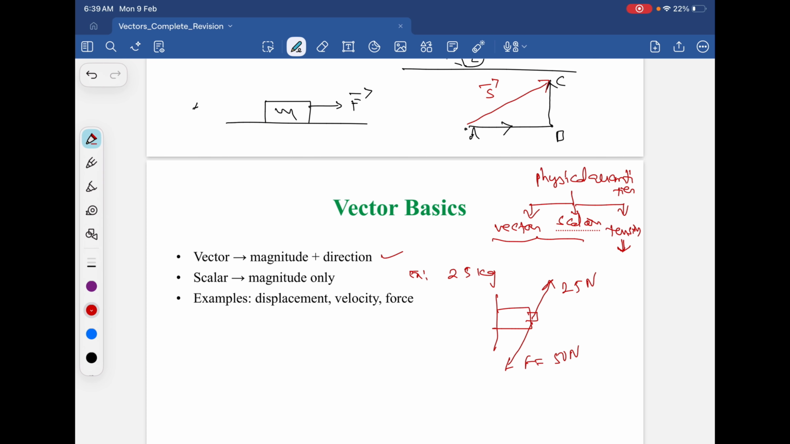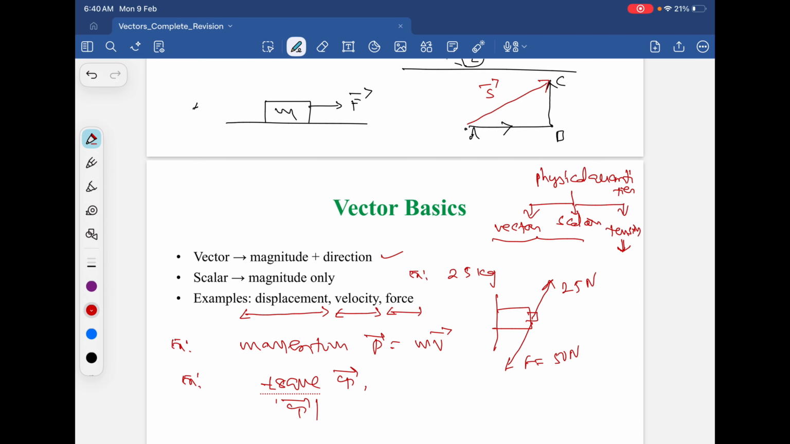Examples here: displacement is a vector, velocity is a vector, force is a vector. And a few more you can add, momentum. Momentum is also a vector, for example p bar equals m into v bar. For higher classes we also learn about certain other physical quantities like torque, tau bar. It is defined as force into perpendicular distance. Again, we learn later, don't worry. How do we calculate?